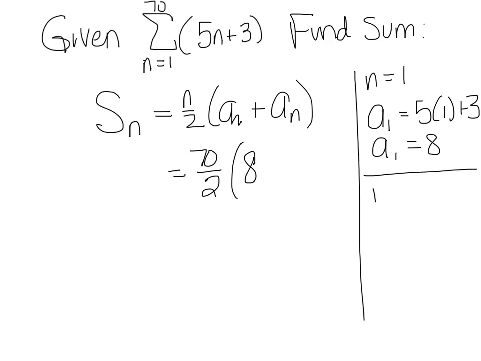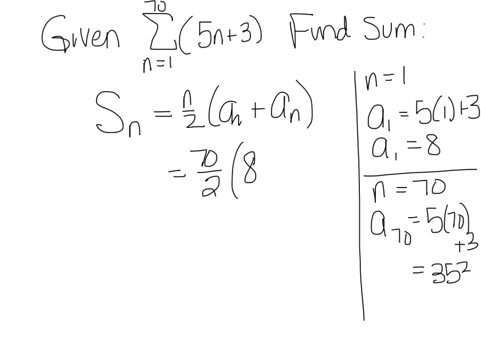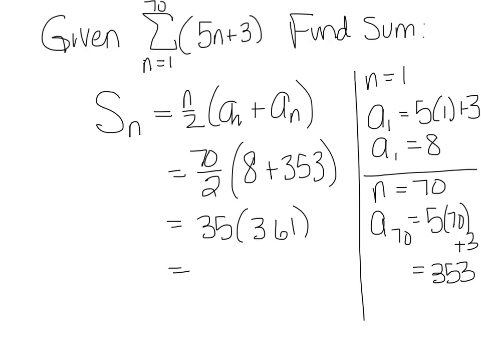And then, when n is equal to 70, the highest number n can be, I'll get the last term, or I'll get a70. So a70 is equal to 5 times 70 plus the 3, that's 353. So add 353 to this, I get 35 times 361. And of course I'm going to have to get my calculator out for that.